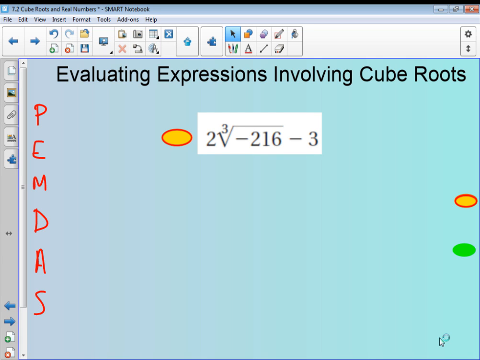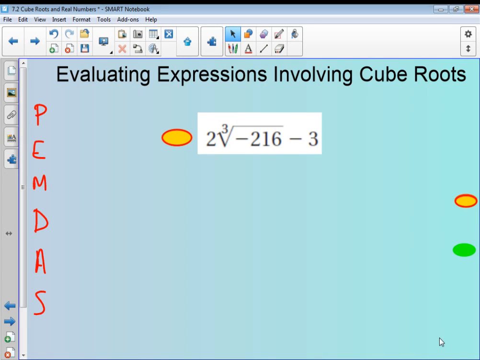Okay, in this part of our chapter, we're going to be working with evaluating expressions that involve cubed roots. So we have to review really quickly that when we're working through equations that involve more than one step, we must follow our order of operations, or our PEMDAS.